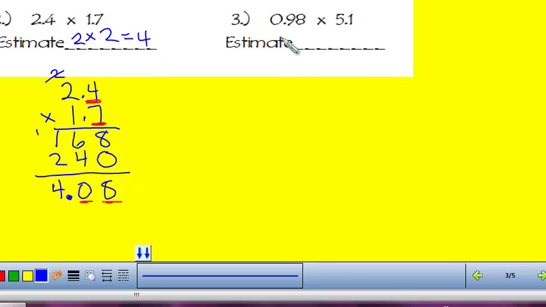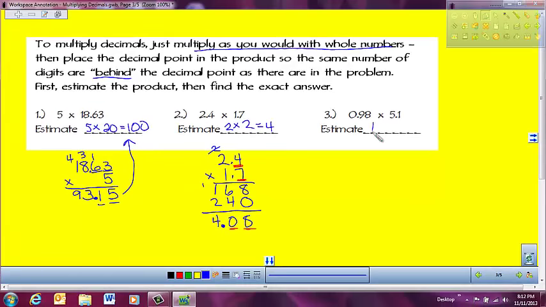Looking good? Number 3, I'm going to round 0.98 to 1, and I'm going to round 5.1 to 5. So I'm getting an estimate of 5. Now again, if you look, there's 2 digits really. If you want to put the 0.98 on top because it has 3 digits, that's fine. But it's really like you're doing 98 times 51. So I'll do that so I can keep that 0 there. And then times 5.1.